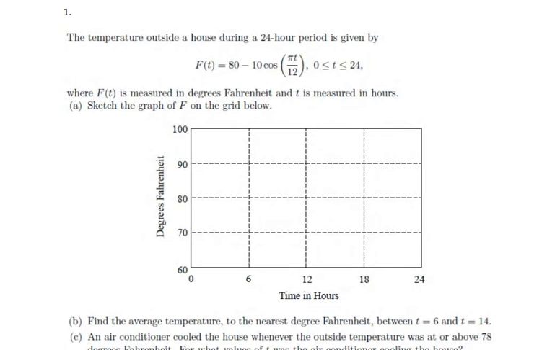Now, do you need a graphing calculator? You really don't. If you plug in t equals 0, you're going to get 80 minus 10 times cosine of 0 being 1, so you're going to get 80 minus 10, which is 70. If you plug in t equals 6, you're going to get pi over 2, cosine pi over 2, which is 0, and so you're going to get 10 times 0, which is 0, 80 minus 0 is 80, and so that's also pretty straightforward. When you plug in 12, you're going to get cosine of pi, which is negative 1, and negative 10 times negative 1 is positive 10, so you get 80 plus 10, which is 90.